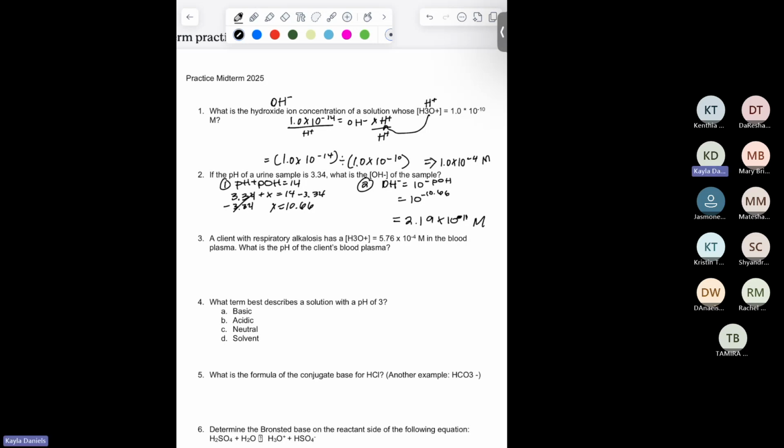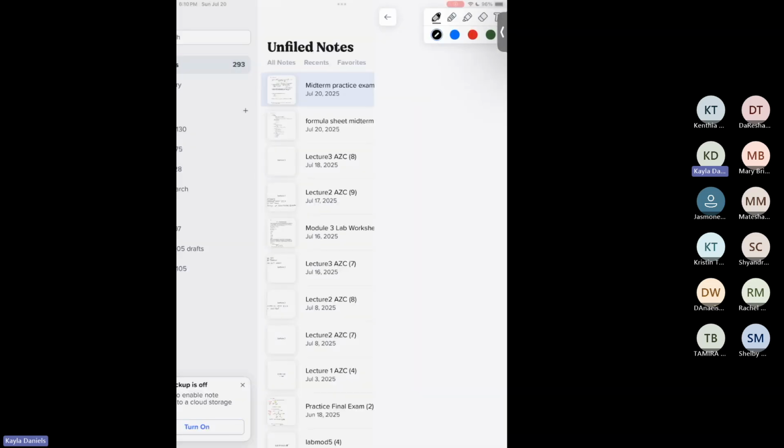All right, number 3, again, same wording as the test. So a client with respiratory alkalosis has an H3O plus concentration of, and then I changed the number, 5.76 times 10 to the negative 4. What is the pH? So we're trying to go from H plus to pH. All right, so we'll go back to our formula sheet.